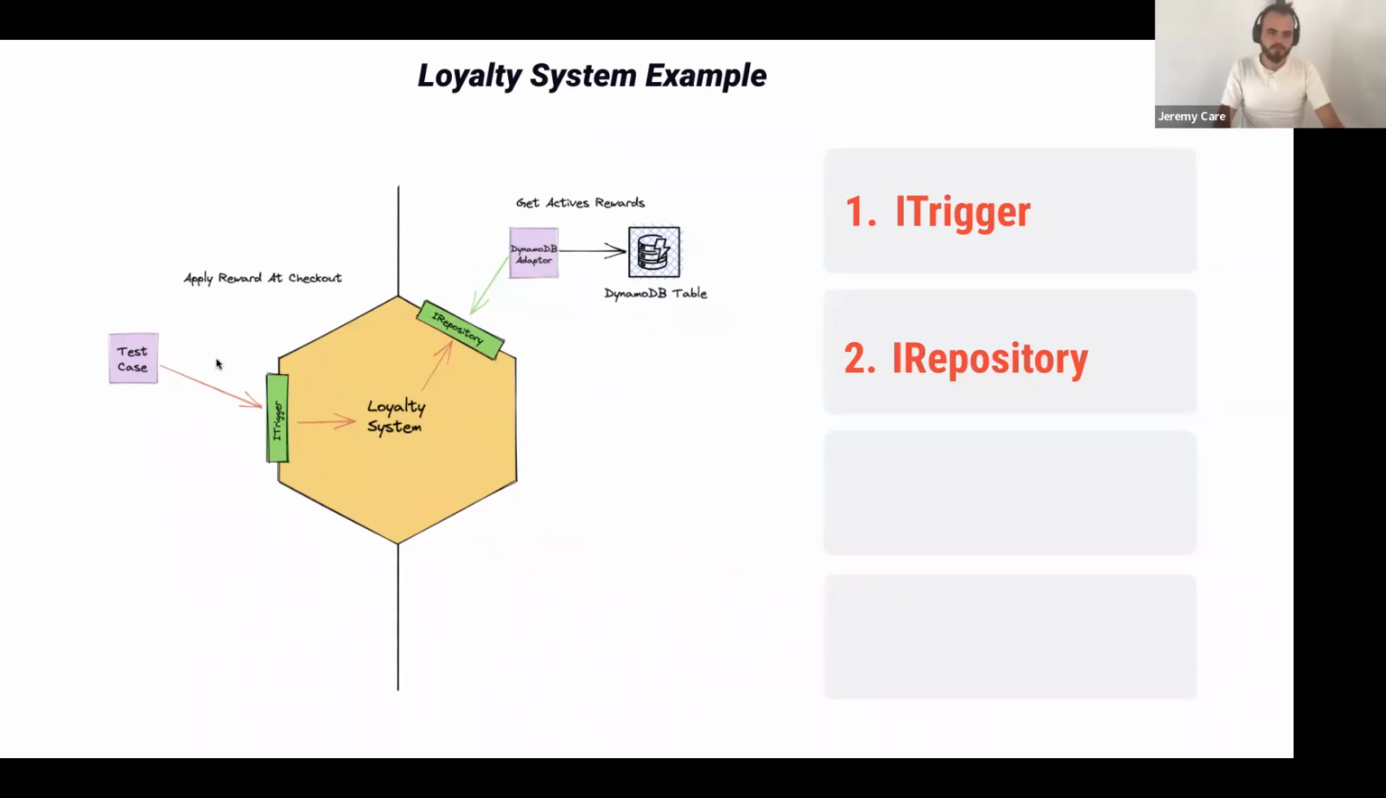So at first, when you start to develop, you need to define what you will receive. So the use case here is apply reward at checkout. You create a test case that is a primary adapter, and it will call the port and inject your data in it. And then you have a system that needs to get some rewards. So you need to create a port to get the reward from somewhere. And you will get it from here, a DynamoDB table.